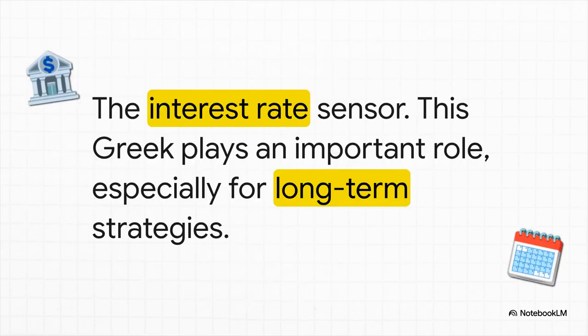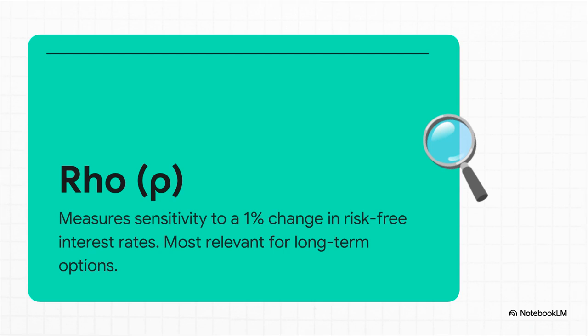And that brings us to our last core tool, Rho. Rho is the interest rate sensor. You know, this is the Greek that gets talked about the least, but it still plays a really important role, especially if you're dealing with certain long-term strategies. So, Rho measures how an option's price reacts to a 1% change in interest rates.